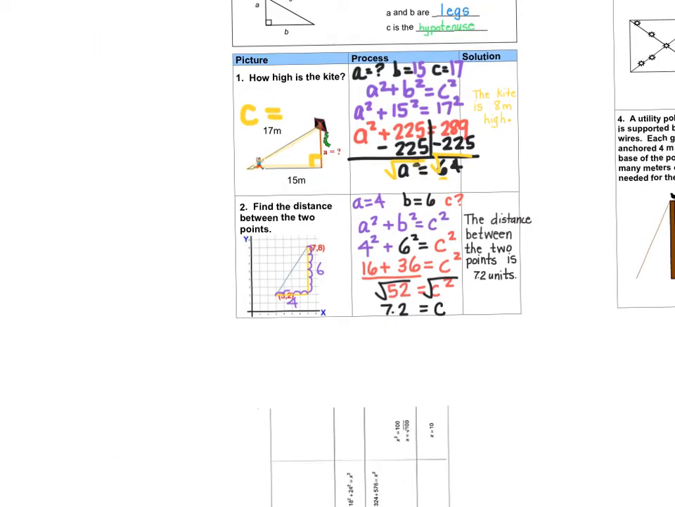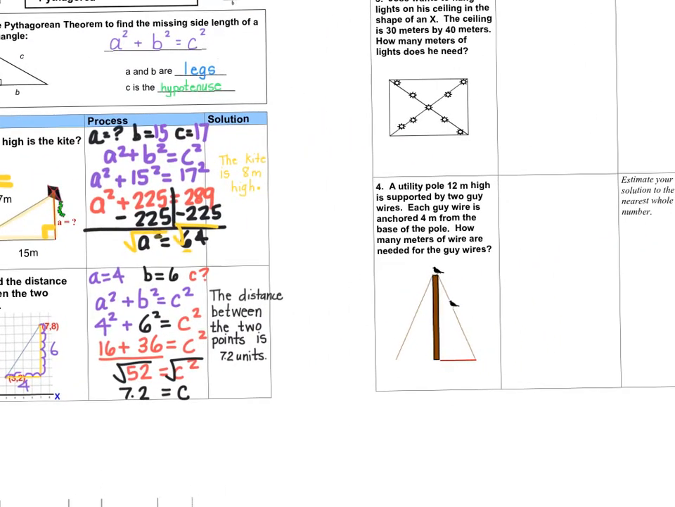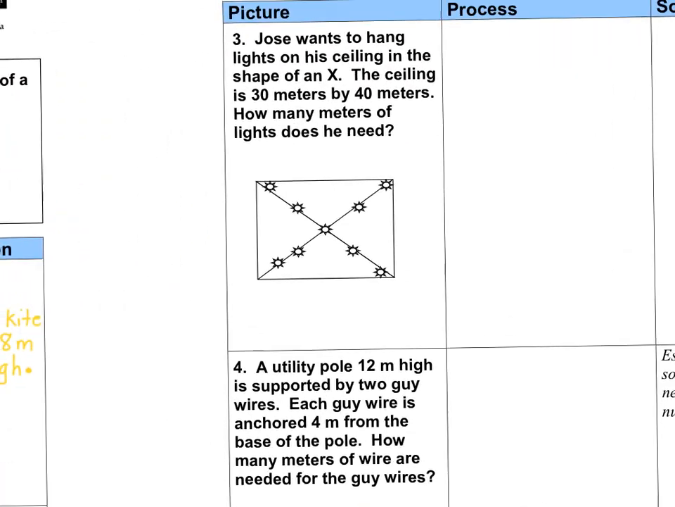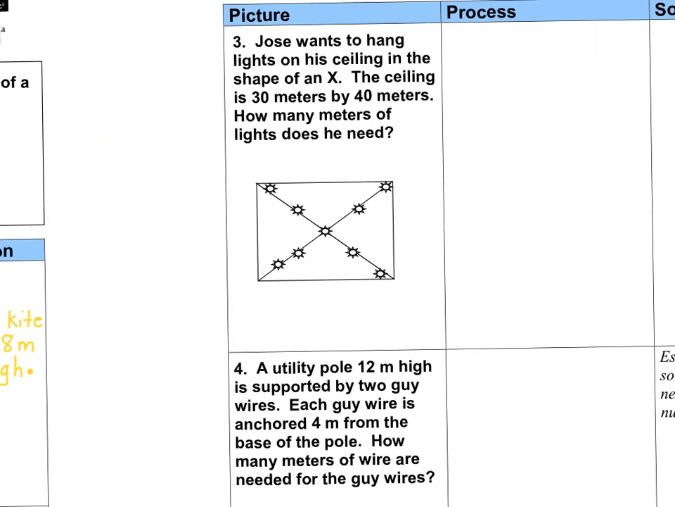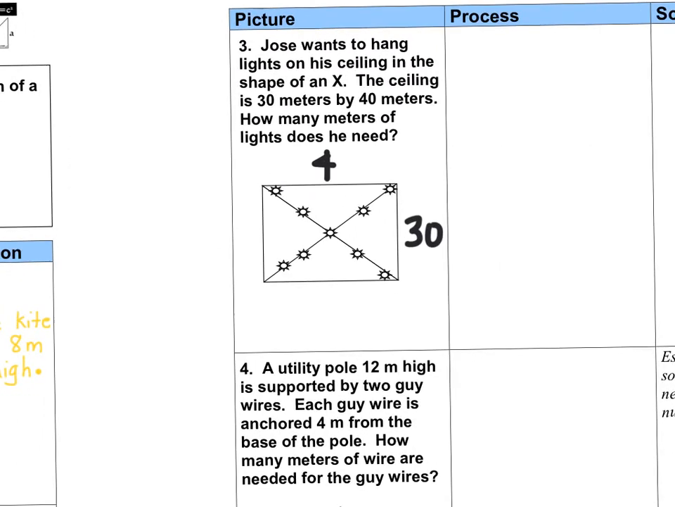Let's do a quick review of page 1. So when we're talking about the Pythagorean theorem, we're talking about a way to find height and a way to find distance. Let's look at number 3. Another way is to find the length of diagonals. Jose wants to hang lights on his ceiling in the shape of an X. The ceiling is 30 meters by 40 meters. How many meters of lights does he need?